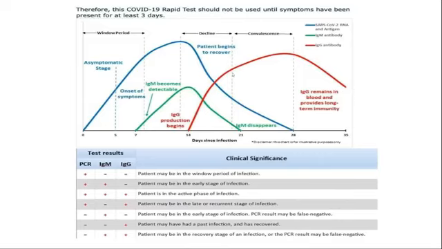As soon as you start making IgG, your antigen goes down, or your RNA goes down. So what I mean is that in the initial first week of infection, PCR is the best. At the end of the first week, within 14 days, you can combine PCR with IgM, and after 2 weeks, serology is the best.